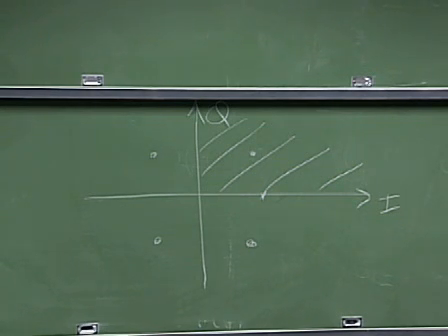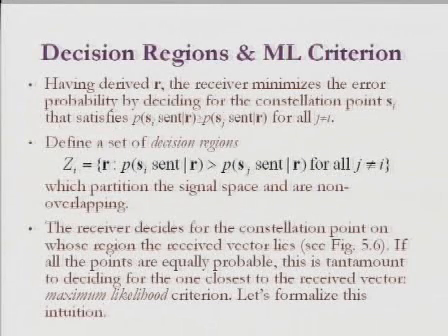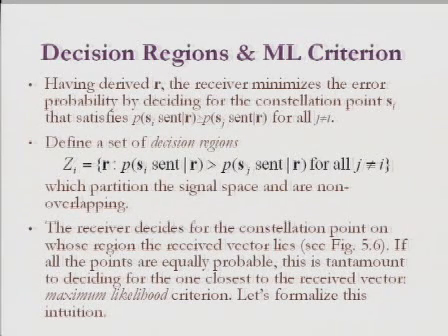Okay. So as we said, the space has to be partitioned fully, so all the points have to be in one of the regions, and in only one of the regions. Now the receiver is going to decide for the constellation point on whose region the receiver vector lies. For example, in this case, if the vector falls in this quadrant, we're going to decide this was the point that was sent.